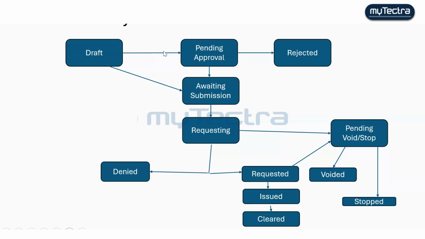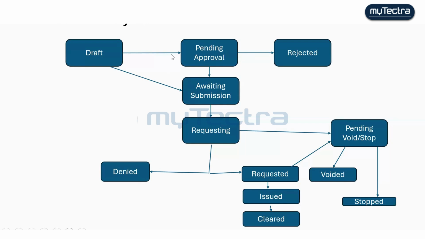As soon as you create a check, it will be in a draft state, before you submit or save the check. Once you save, if the user you have logged in with has the proper authority limit, then it will directly go to awaiting submission. If you don't have the proper authority limit, say you don't have the authority limit for that combination at all, or your amount is low, you have only 5,000 and the check is for 6,000, it will go to pending approval.